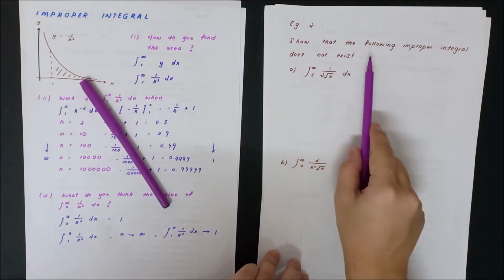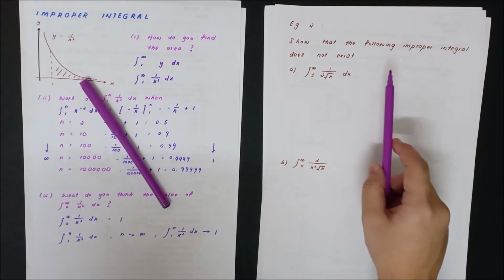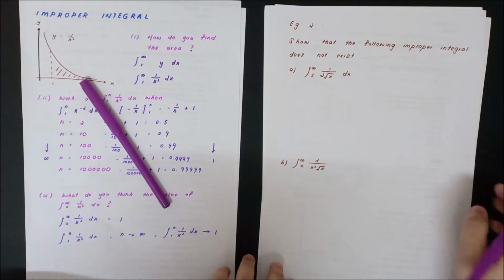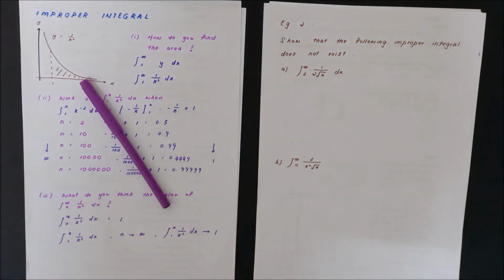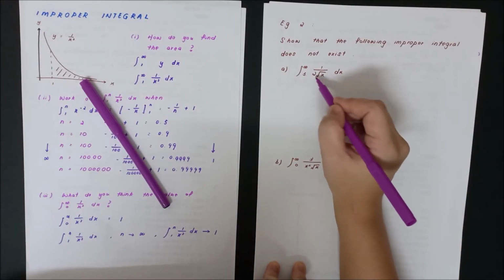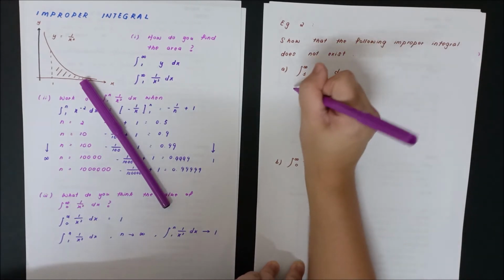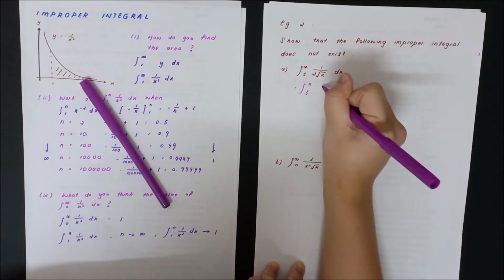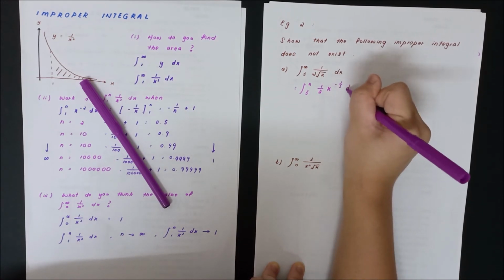Show that the following improper integral does not exist. Does not exist, meaning that the answer you will be getting is something undefined. So how are we going to do that? It's going to be the same thing. Solve like normal first. So this is for 1 over 2 square root x, from 3 to infinity. We change the infinity to n for the first step. So from 3 to n, and then let's change this to 1 over 2 x to the negative 1 over 2 dx.